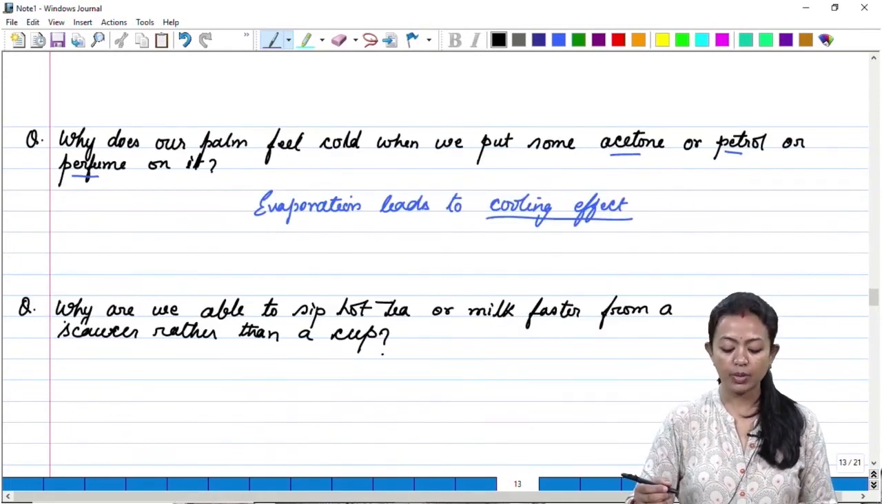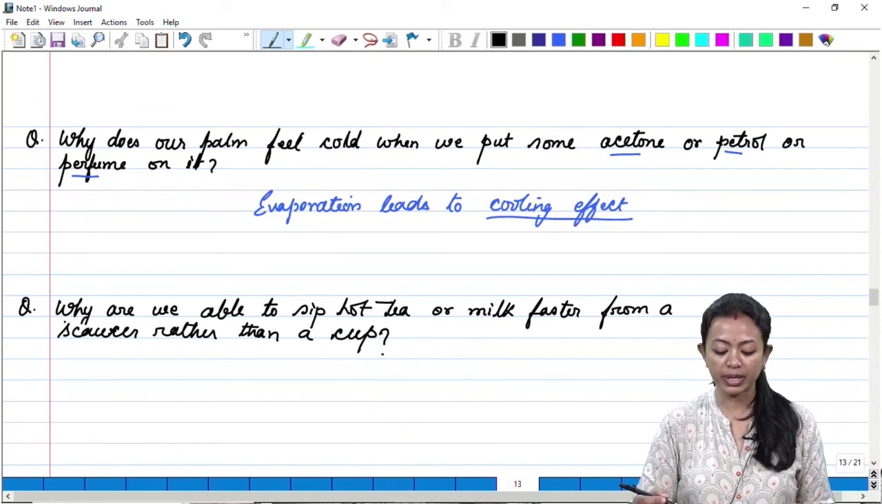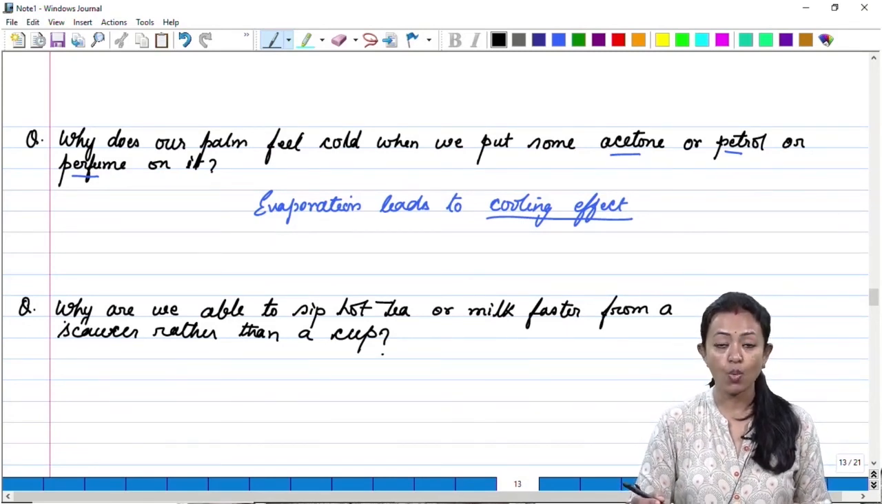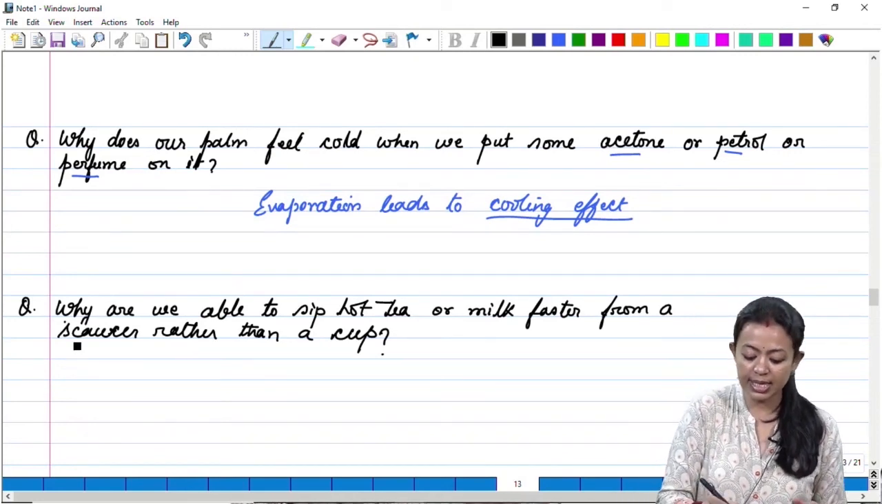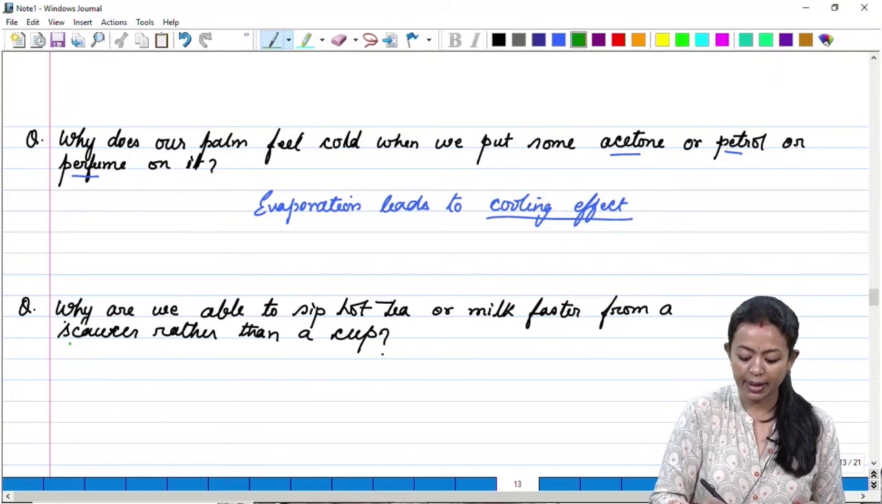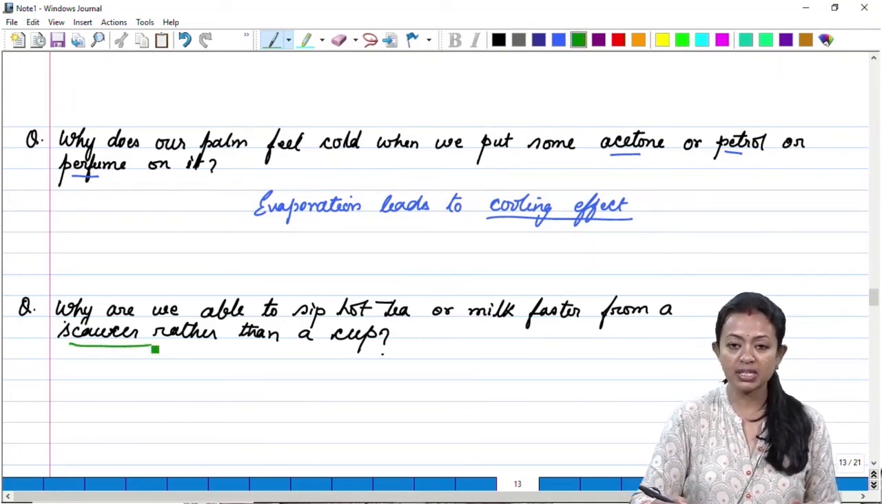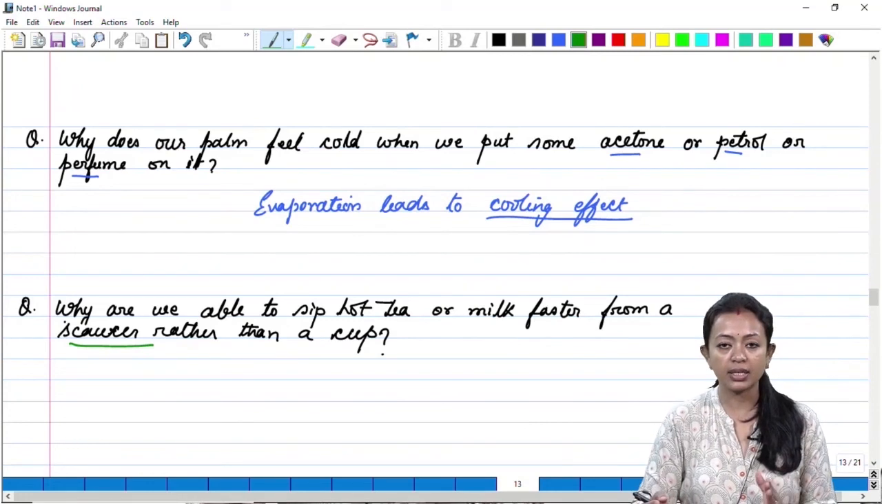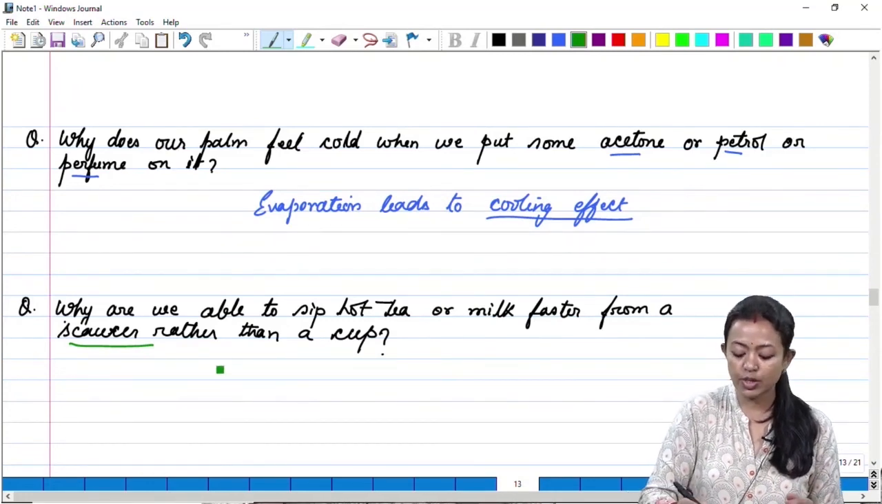Alright, okay. Now let's do the next question. How are we able to sip hot tea or milk faster from a saucer rather than a cup? Now for solving this problem, you need to identify what would be the factor that I need to apply in order to see that the rate of evaporation is faster. Here you can see that we have a saucer. Now what is a saucer? The surface area of a saucer and a cup would be different. Definitely in case of a cup, the surface area is less, but in case of a saucer, the surface area is more.